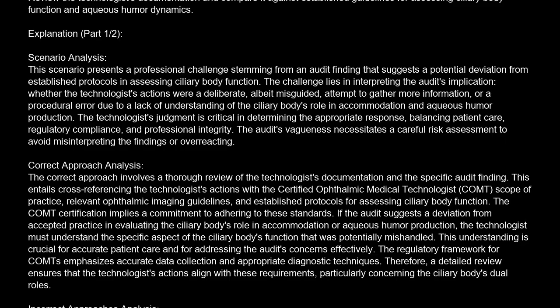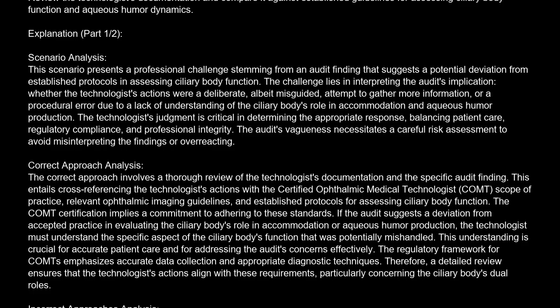The correct answer is A. Review the technologist's documentation and compare it against established guidelines for assessing ciliary body function and aqueous humor dynamics. Explanation. Scenario analysis. This scenario presents a professional challenge stemming from an audit finding that suggests a potential deviation from established protocols in assessing ciliary body function.